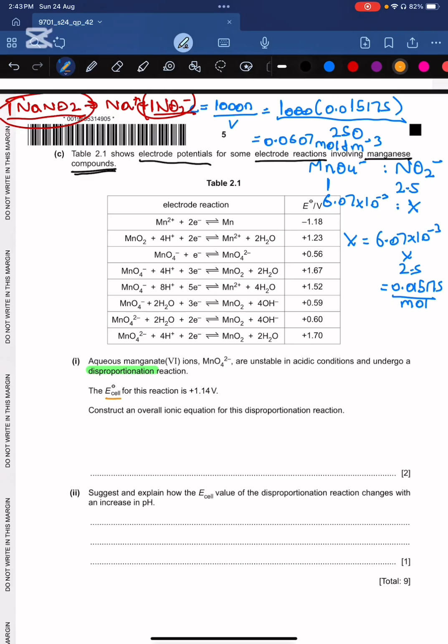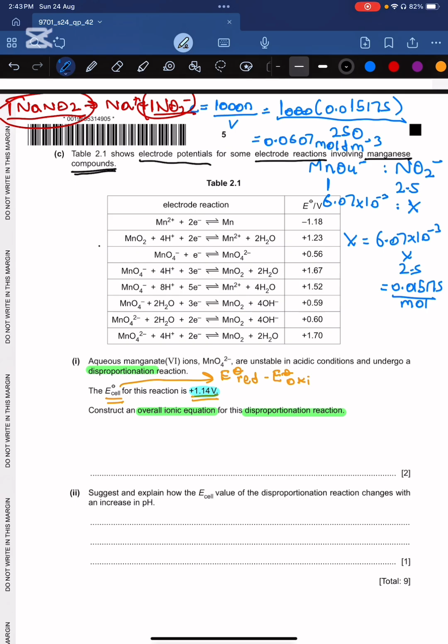Okay. E naught of cell, which is E naught of reduction minus E naught of oxidation, is plus 1.14 volts. Now, construct an overall ionic equation for this disproportionation reaction. We know three things. First thing we know is the E naught of cell. So what I can think of is we can simply choose two reactions, and then when we subtract both of them, if the answer is plus 1.14, those are your two reactions.